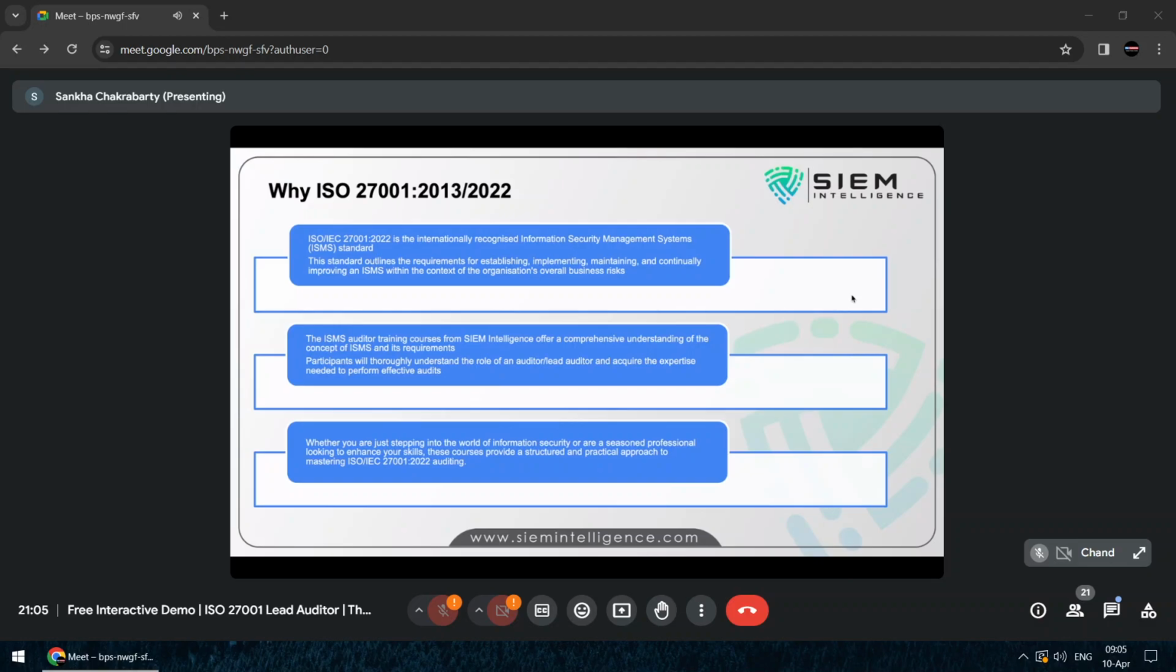So regarding the difference, I should say that there are lots of controls in ISO which are not there in NIST. So NIST can be considered as a guideline, and ISO can be considered as a framework which you are going to implement and get certified.